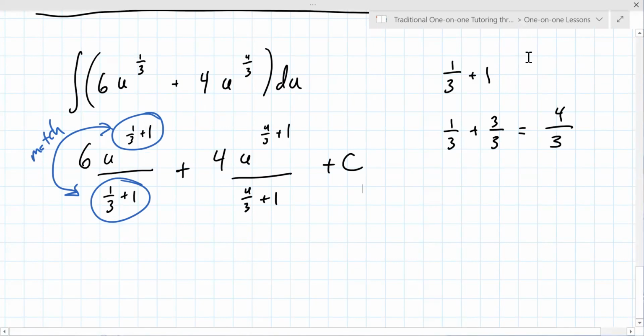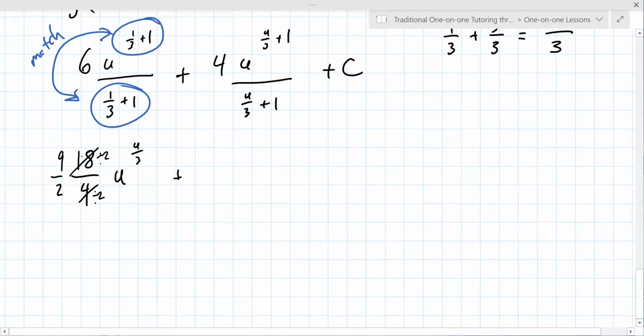Wait, 6 times 3, 18. What's 18 divided by 4? Well, it reduces, right? They're both divisible by 2, so that's 9/2. Yes, both numbers can be divided by 2. Yeah, so it could be a fraction. Absolutely. Yes.